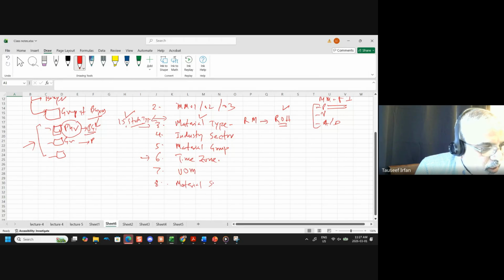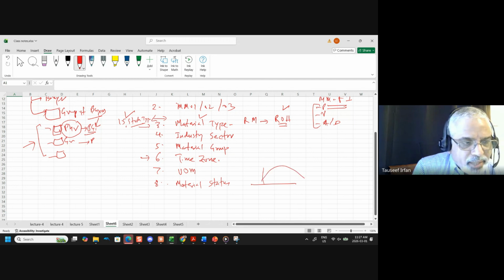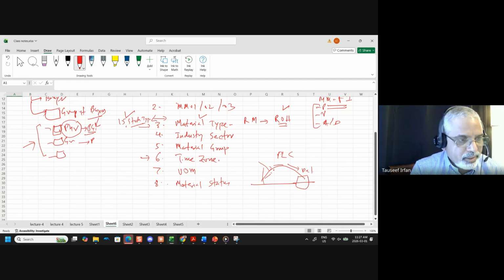Material status. You all know about the product life cycle. So you have the product, it goes through the growth phase, mature, then it declines, and then it gets obsolete, expired, no demand for this. Highest demand here, and then there's no demand, zero demand. Everybody understood the product life cycle?